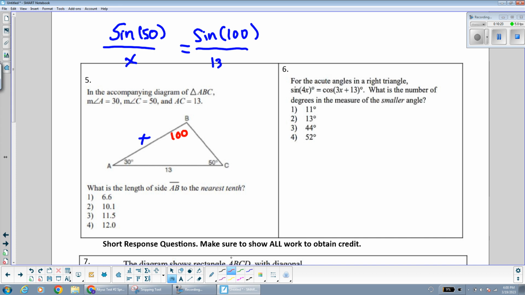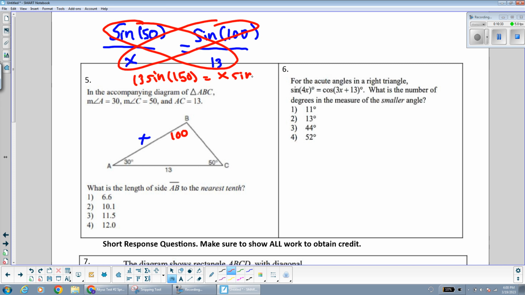Okay, let's cross multiply. We have 13 sine of 150 is equal to x sine of 100. Then to get the x by itself, we just need to divide both sides by sine of 100.